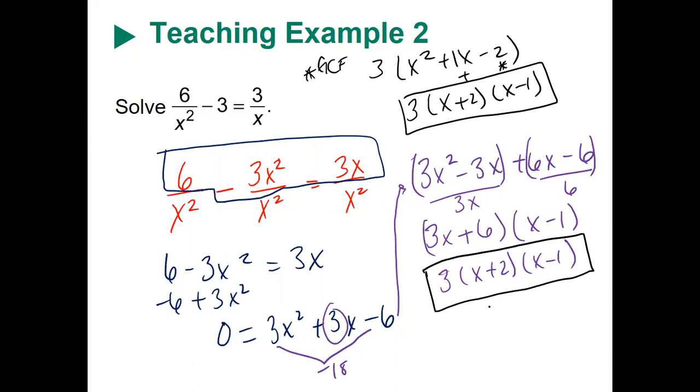All right, so what can x equal? So we have x equals negative 2 and x equals positive 1. Will either one of those numbers make my denominator equal to 0? So they are good and valid answers.